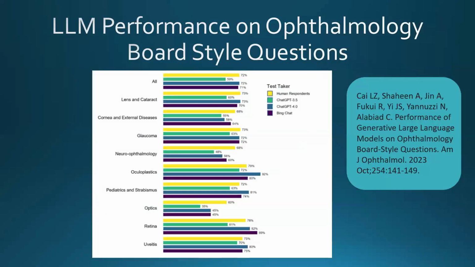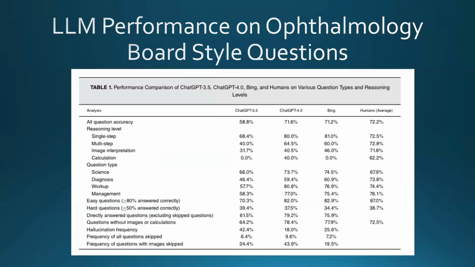Here, this research group looked at large language models to see how they would do on American Board of Ophthalmology style questions. And you can see the overall success was about 72%, which was comparable to humans. And in the glaucoma area, you can see also nearly identical to humans. The areas that it didn't do so well were tabulations and optics.